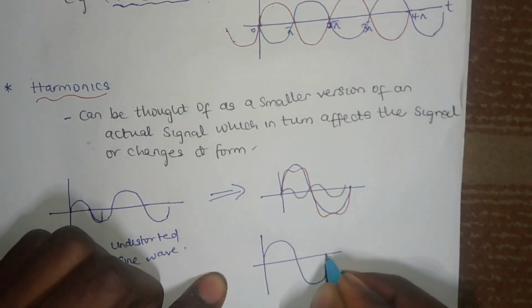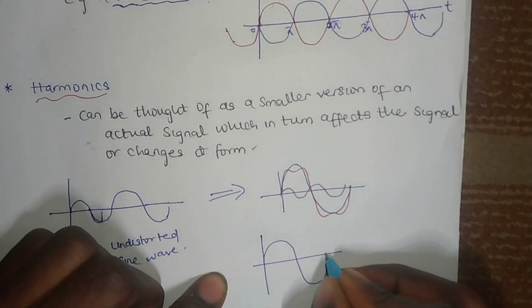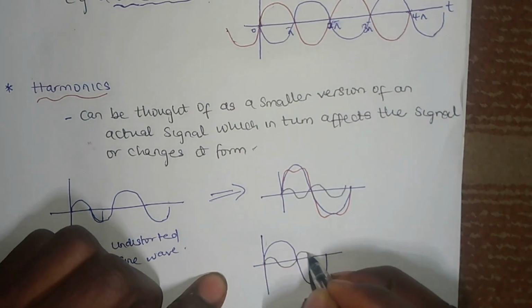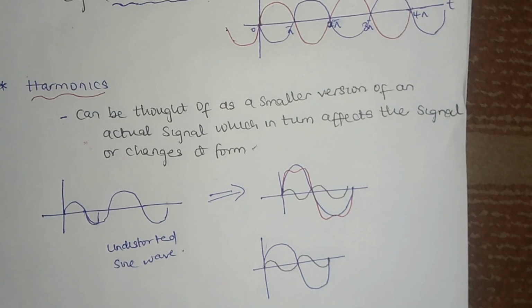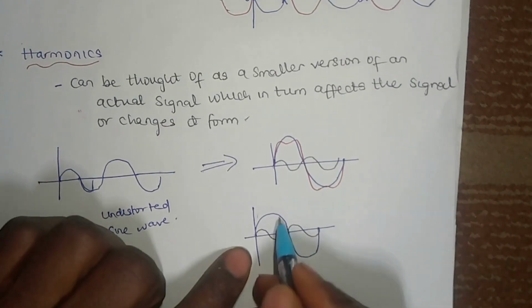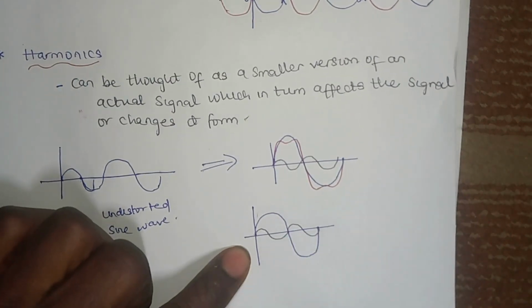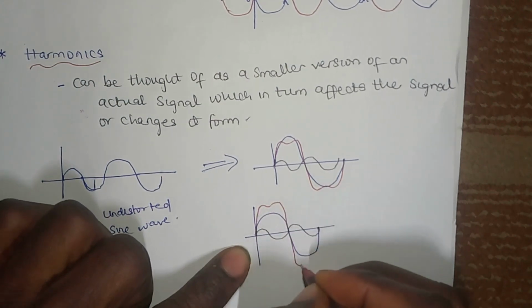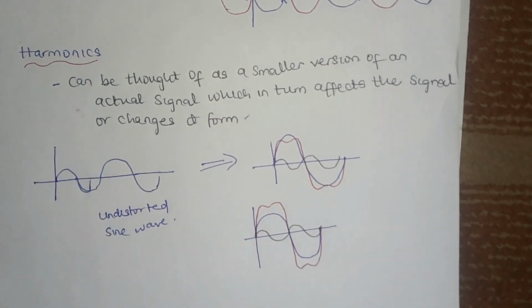The blue one is the sine wave. You get the point? And the black one is the harmonics. When you mix these two signals together, we get this signal that I'm drawing here. I mean, is the concept clear?